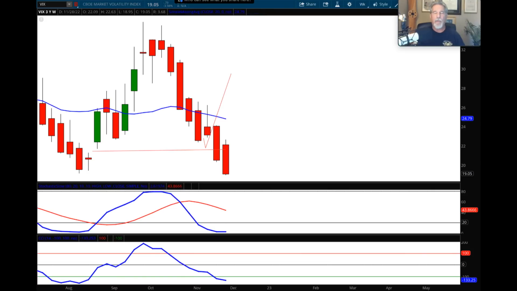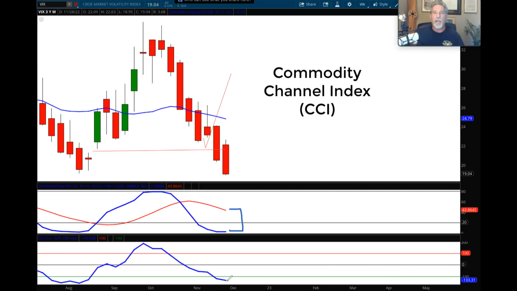Now, in addition to that, you can see down below that the red line and the blue line, which is the percent D in red versus the percent K in blue, that divergence between those two lines is the widest it's been in almost 5 years. And it's starting to move up. Down below, we have what's known as the Commodity Channel Index. That's a CCI. And so we are long overdue for a green.